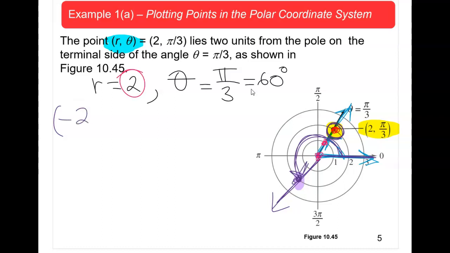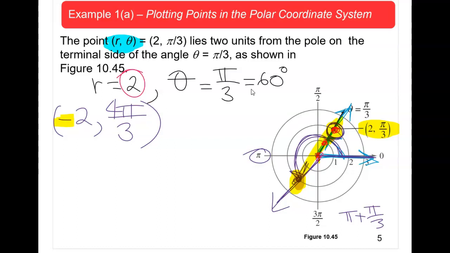So this will be -2. And for the angle, it's going to be pi over 3 past pi. So it's pi plus pi over 3. So that's going to be 4 pi over 3. So that's another example of how, when you make a radius negative, it just takes that point and reflects it across the origin, or the pole, in a straight line. So that's the difference when you have a negative radius.